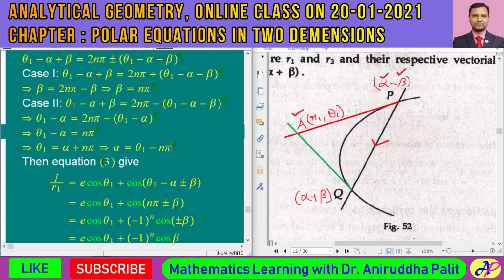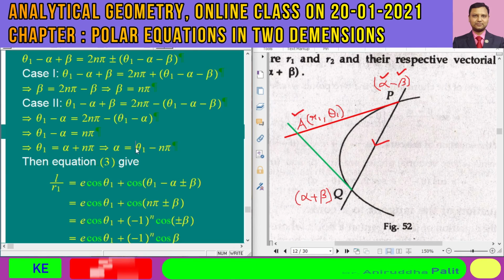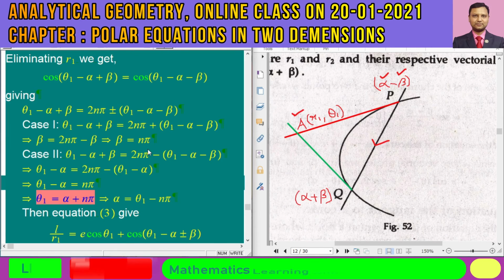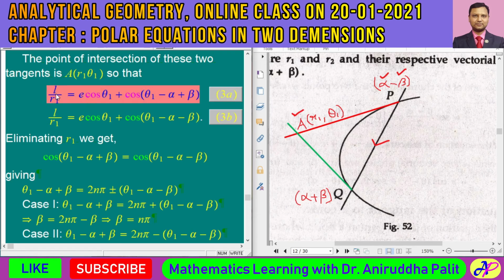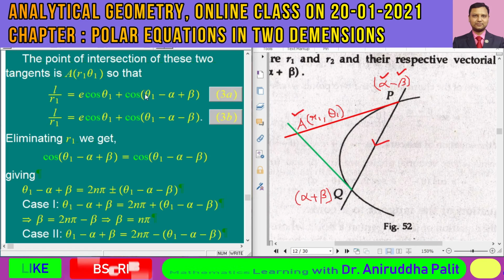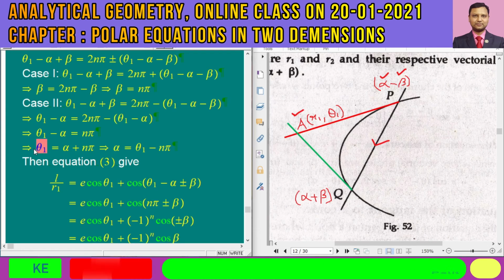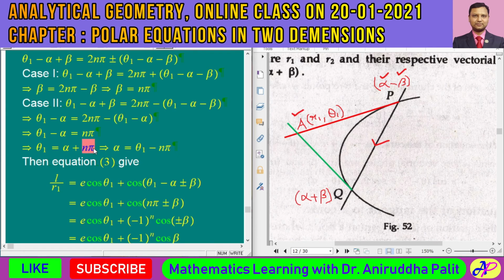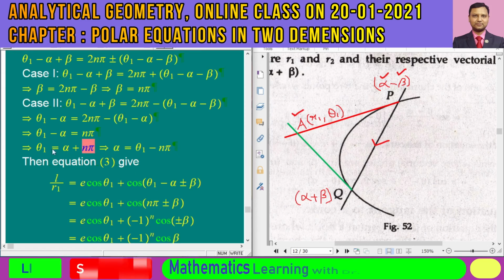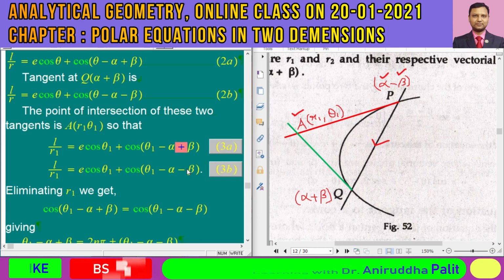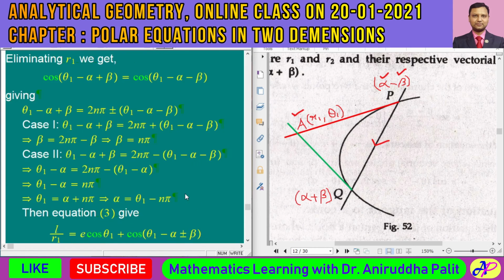Now if we consider this result, alpha is equal to theta 1 minus n pi, or theta 1 is equal to alpha plus n pi, and we use this result in equation number 3, in both of these two equations 3a and 3b. We are putting this result, theta 1 minus alpha, that should be equal to n pi. Over here we get a plus symbol, and over here we get a minus symbol.